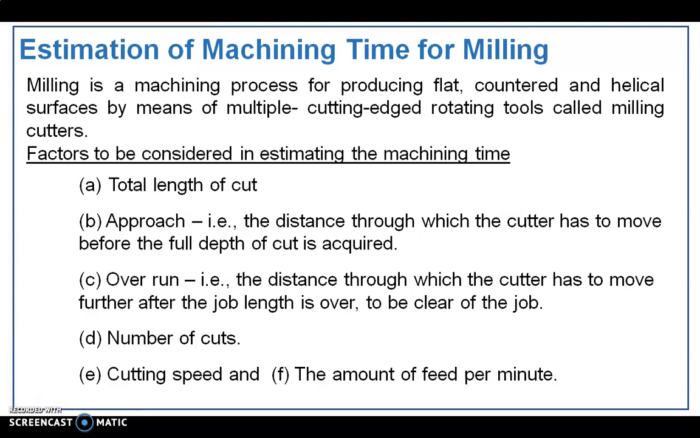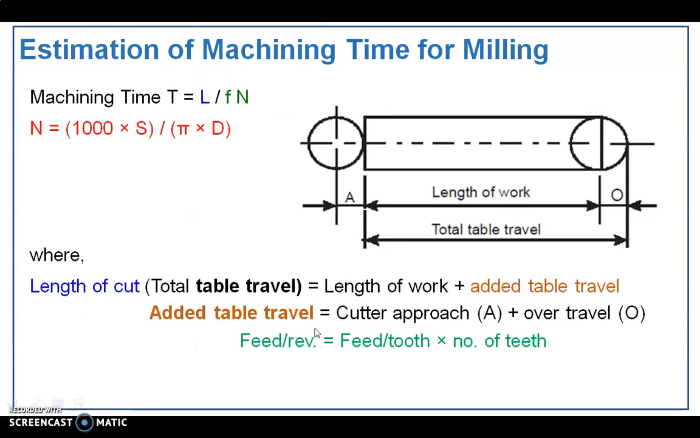We know approach is the distance through which the cutter has to move before the full depth of cut is acquired in the workpiece. Like approach, over travel or overrun is the distance through which the cutter has to move further after the job length is over to be clear of the job. In the previous classes we found that the machining time T equals L by F N. Here L is the length of cut, and N, the rotational speed, equals 1000 S divided by pi d. S is the cutting velocity in meters per minute.